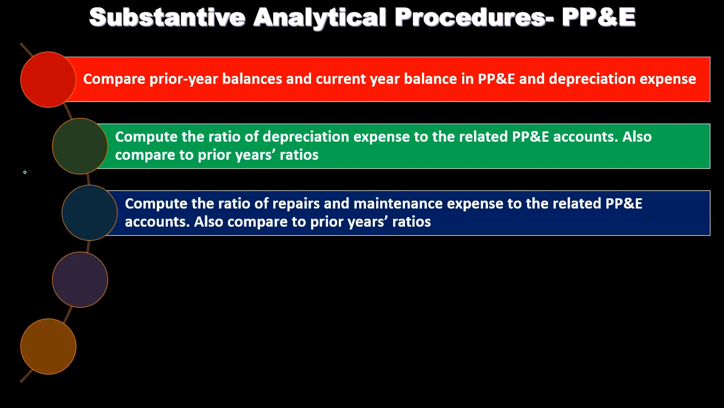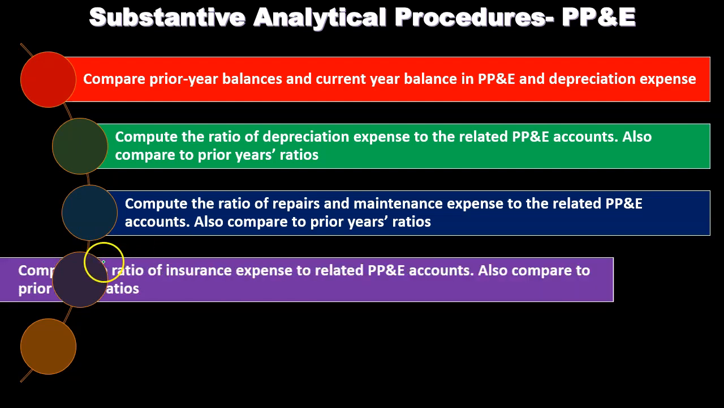Compute the ratio of repairs and maintenance expense to the related PP&E accounts. Remember that repairs and maintenance is something that we want to consider, because we also want to consider things like is something recorded to repairs and maintenance that should have been capitalized. So this kind of ratio of repairs and maintenance, for example, what if they completely overhaul the entire piece of equipment? Then you would think, well, maybe it shouldn't be repairs and maintenance as an expense. Maybe it should be something that should be capitalized as part of an improvement to the actual asset. So that's something that we want to be considerate of. This ratio will give us some idea possibly of that as well. We can compare that to prior years.